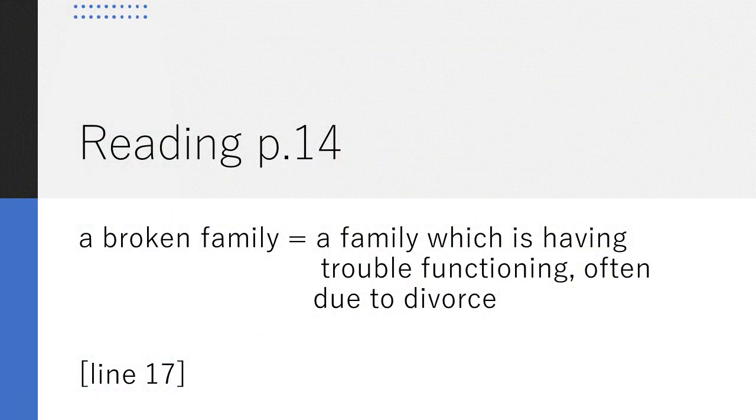Also in line 17, the next phrase to talk about is a broken family. Now, a broken family usually means a family which is having trouble functioning as a family. They're not doing well. This is often due to a divorce or the absence of senior figures in the family who would normally hold the family together. That family is struggling. They're having trouble. They would be described as a broken family.